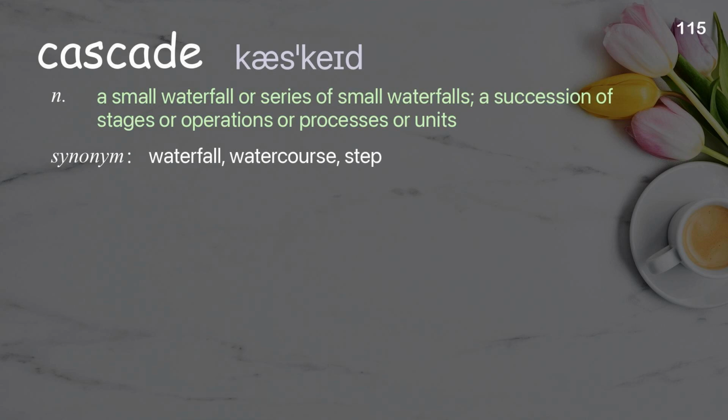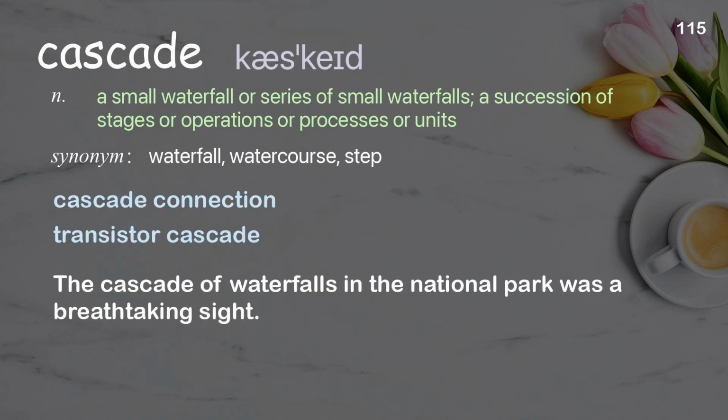Cascade. A small waterfall or series of small waterfalls, a succession of stages or operations or processes or units. Examples: Cascade connection. Transistor cascade. The cascade of waterfalls in the national park was a breathtaking sight.